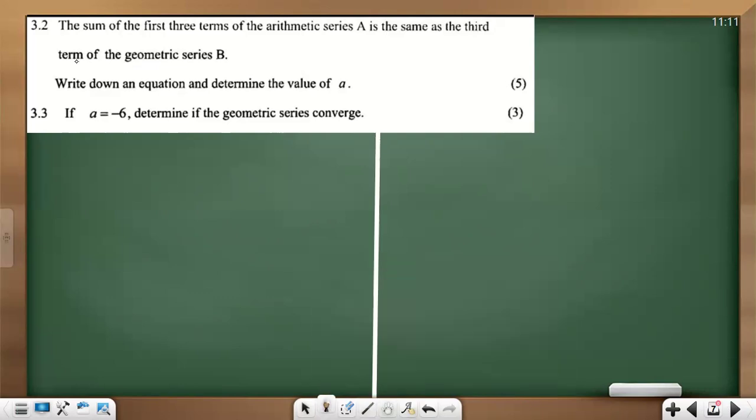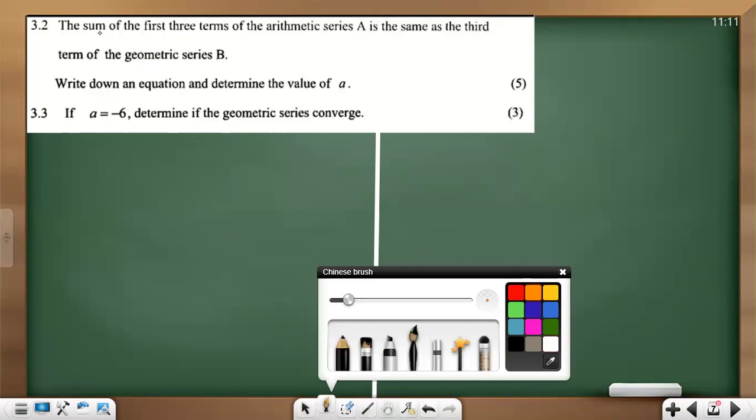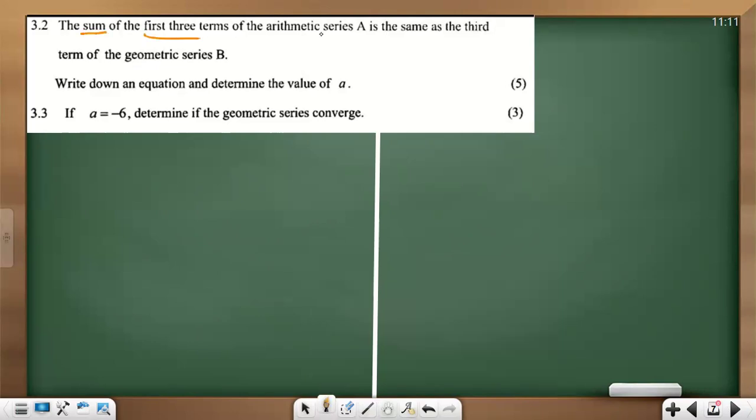All right, let's see. The sum, I like to annotate it: the sum of the first 3 terms of arithmetic series A is the same as the third term of geometric series, which is B. So the sum of the first 3 terms, T1 plus T2 plus T3, is equal to the third term of the geometric, T3 of geo. And this one is an arithmetic.